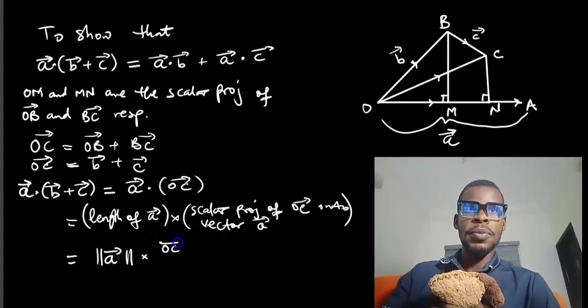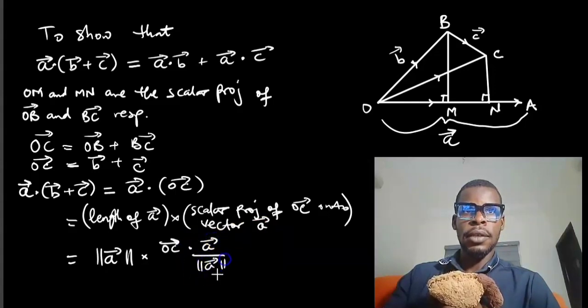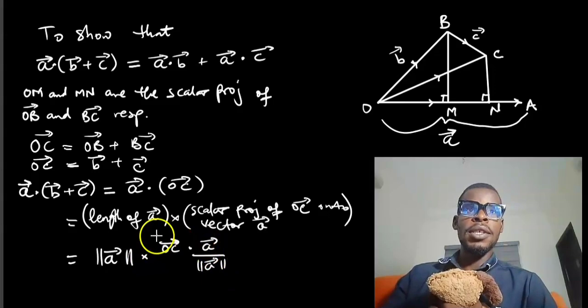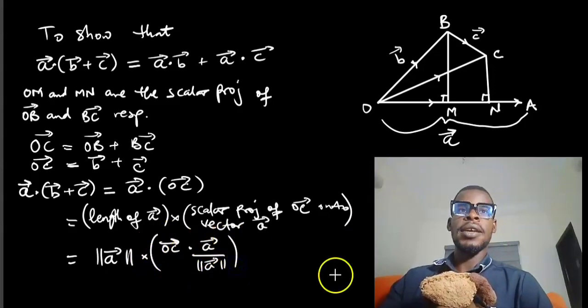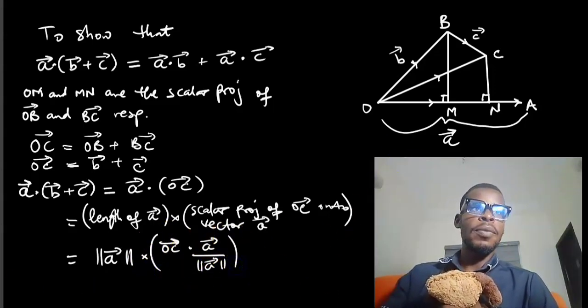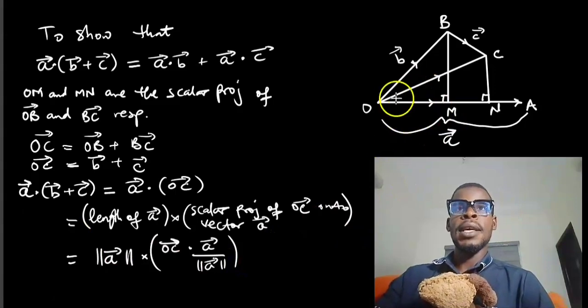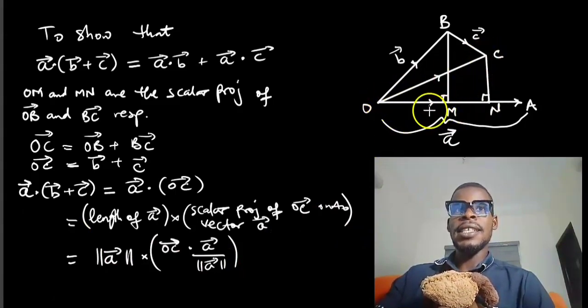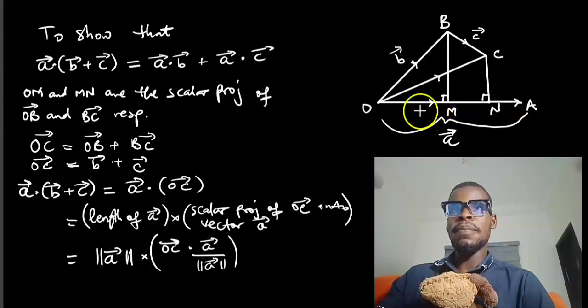Well, let me just put it down for completeness. We dot that with vector A divided by its length. Good. Okay, that's nice. But this right here is given from the diagram. We can observe this. From the diagram, we see that the scalar projection of vector from O to C in the direction of vector A is simply the length from O to N.